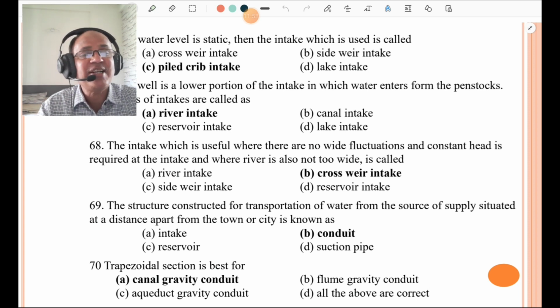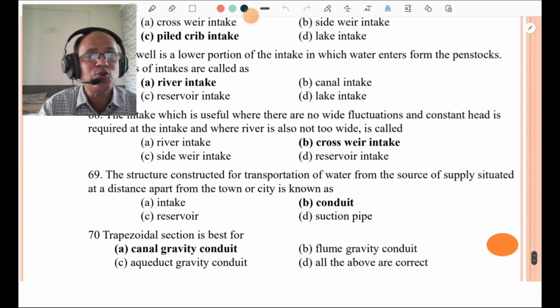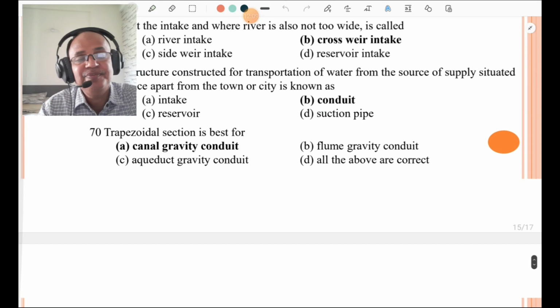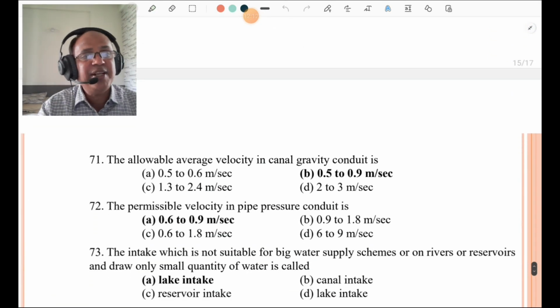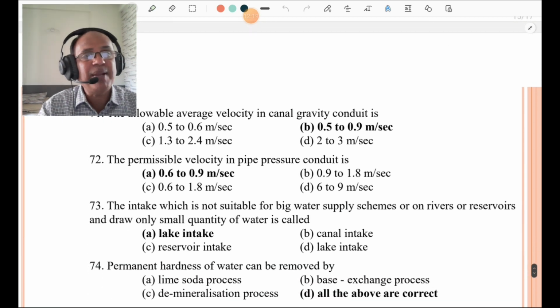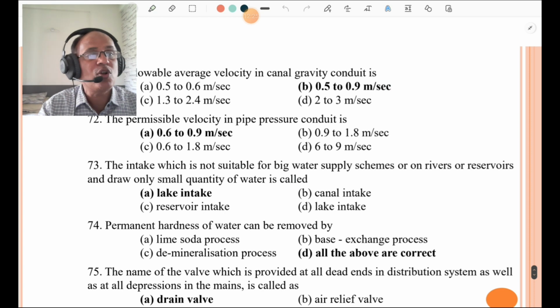The structures which are constructed for transportation of water from the source of supply situated at a distance apart from the town or city is known as a conduit. Trapezoidal section is best for canal gravity conduits. The allowable average velocity in canal gravity conduit is 0.5 to 0.9 meter per second, and the permissible velocity in the pipe pressure conduit is 0.6 to 0.9 meter per second. The intake which is not suitable for big water supply schemes or on the rivers or reservoirs and draws only small quantity of water is called a lake intake.